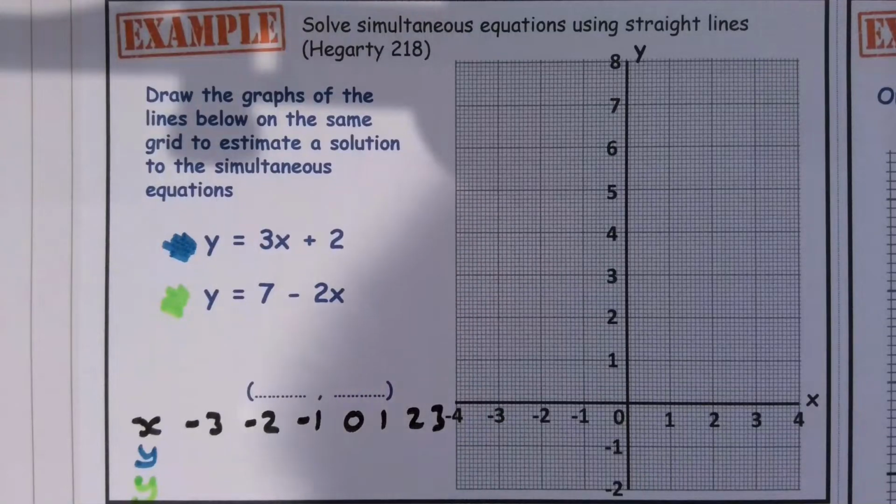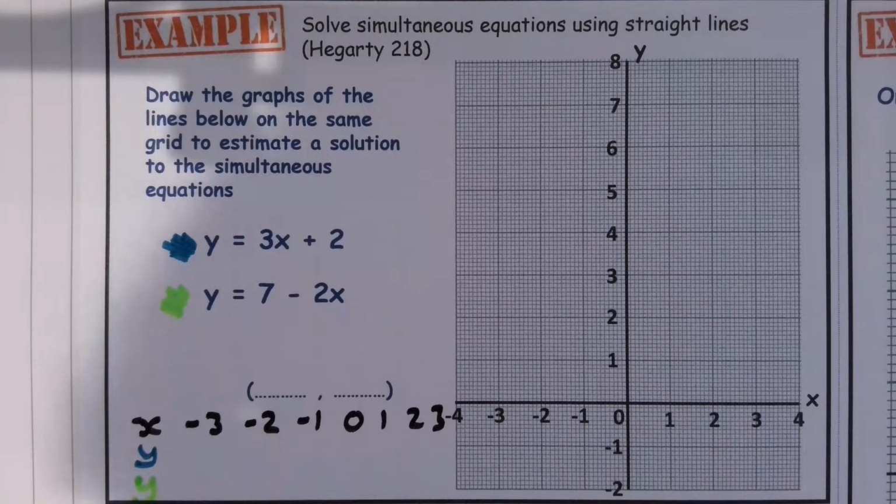Hi, so we're going to be solving simultaneous equations graphically in this video. So the first example, we've got two equations of straight lines. y is 3x plus 2, which we're going to do in blue, and y is 7 minus 2x, which we're going to do in green.